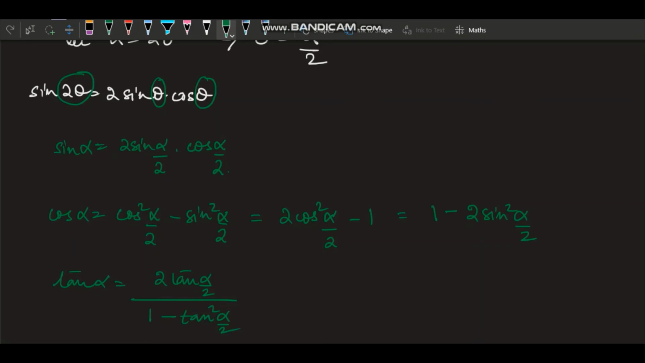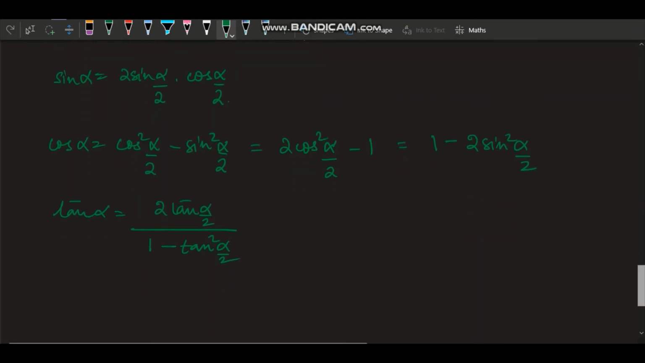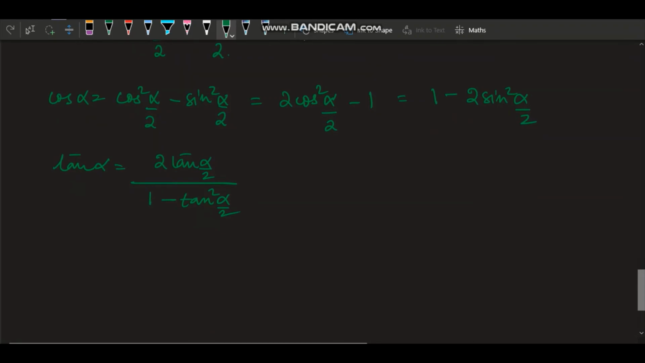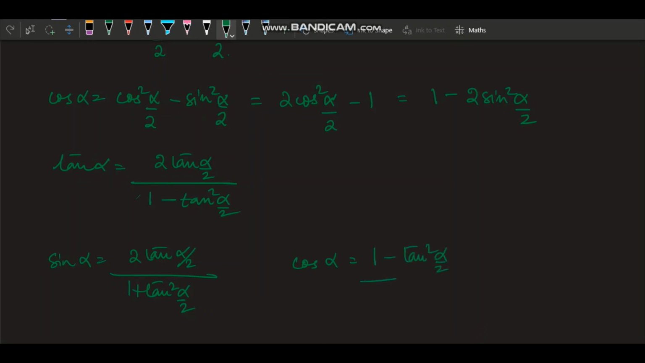I can write sine alpha in terms of tan alpha by 2. I can write cos alpha again in terms of tan alpha by 2. So obviously sine alpha is 2 tan alpha by 2 by 1 plus tan square alpha by 2, and similarly cos alpha is 1 minus tan square alpha by 2 by 1 plus tan square alpha by 2.